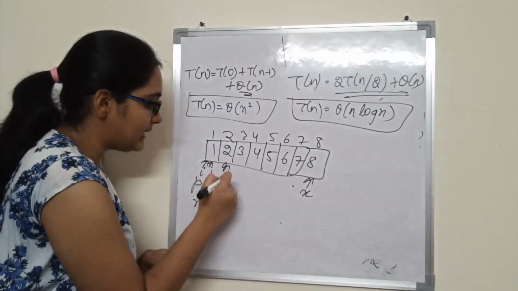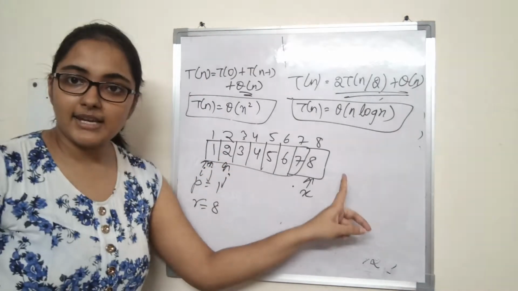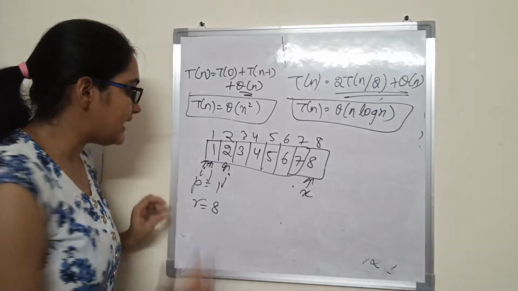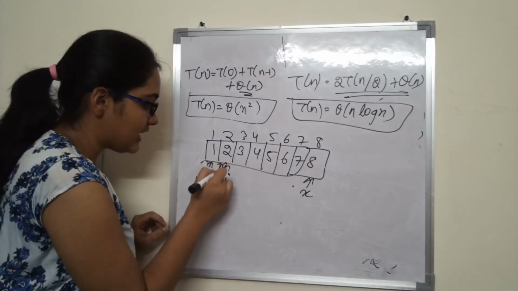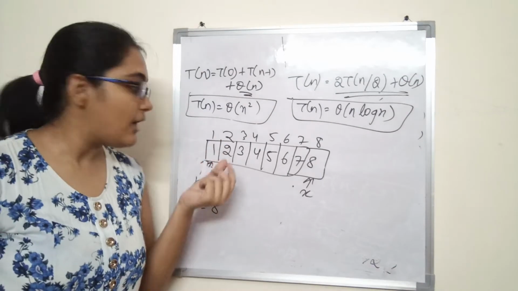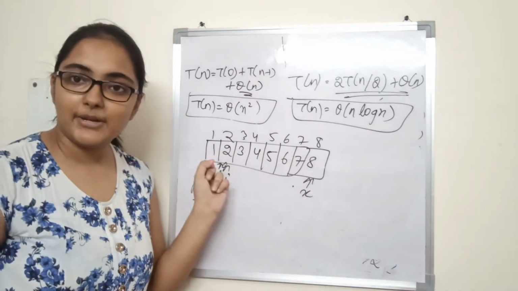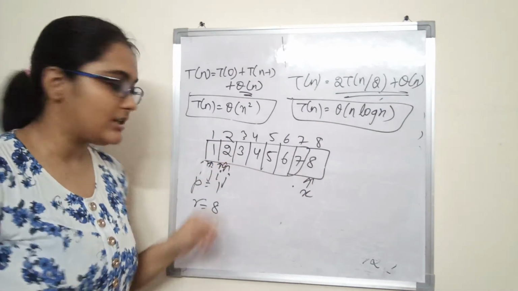Now again j will be incremented. Is 2 less than or equal to 8? True. What will it do? Again it will increment i. Now i and j again both point to the same element. Now as a result of the exchange, what will happen again? Nothing will happen, because 2 is exchanged with 2.